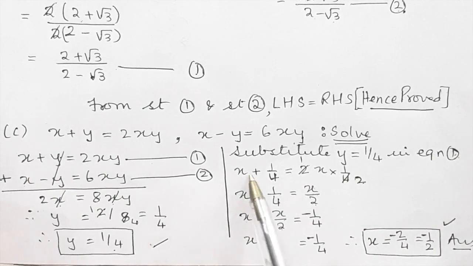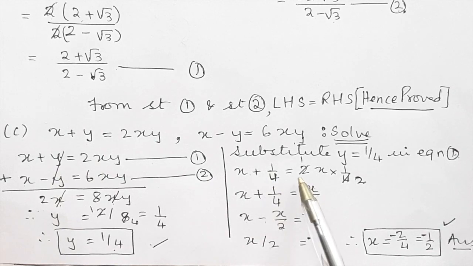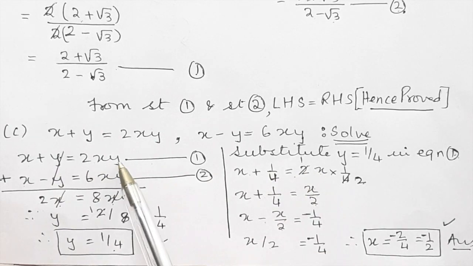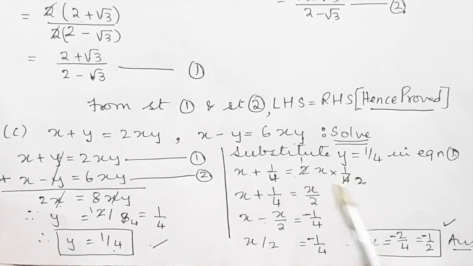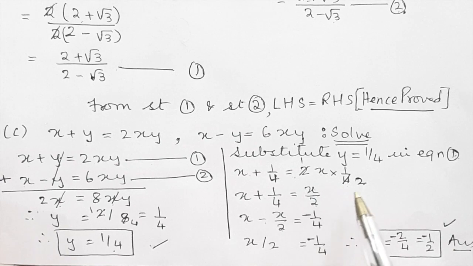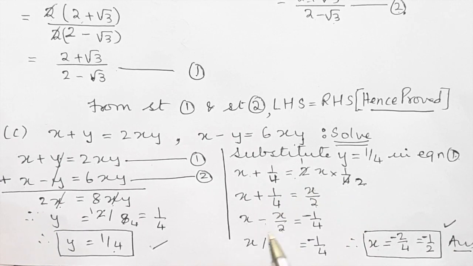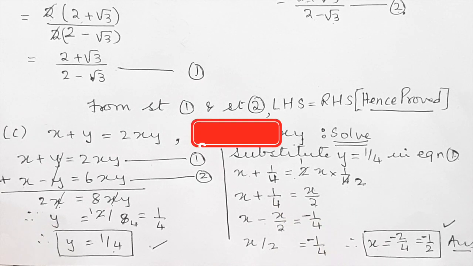So x plus y equal to 2xy, and in place of y we write 1 upon 4. Now 2 1s and 2 2s, so we'll have x upon 2 remaining on the right hand side. Bring this here this side, so x minus x upon 2 is equal to, this goes that side, so it becomes minus 1 upon 4.